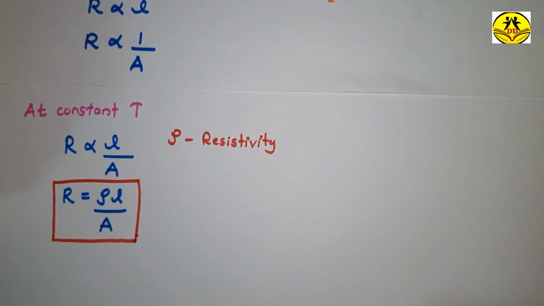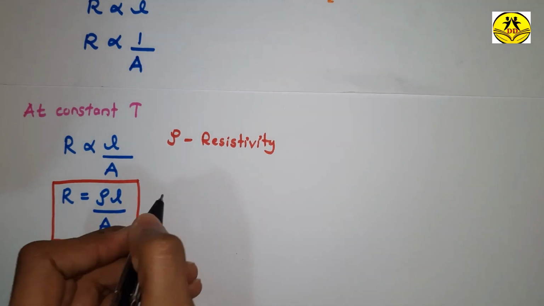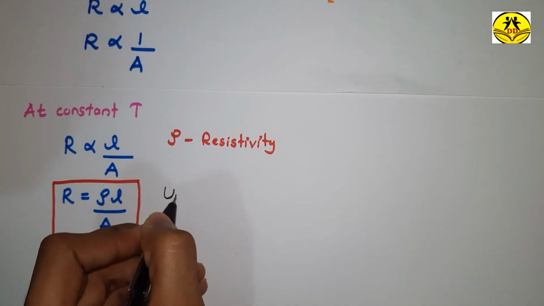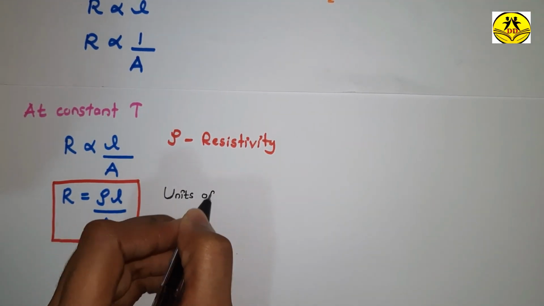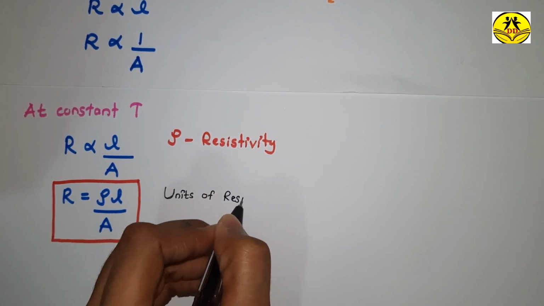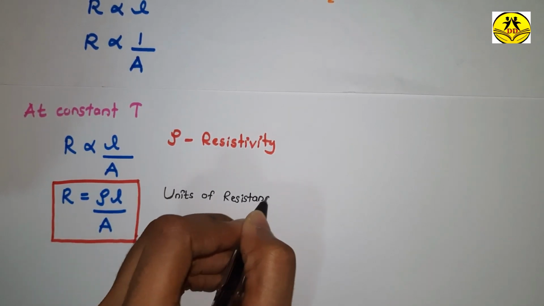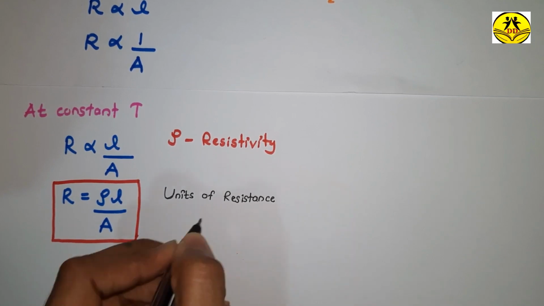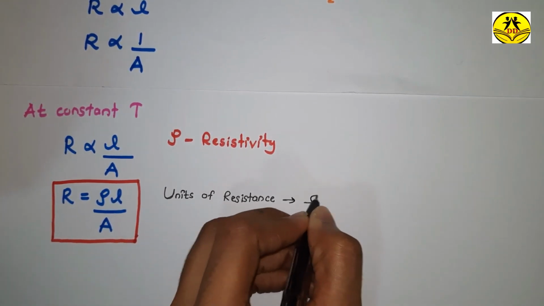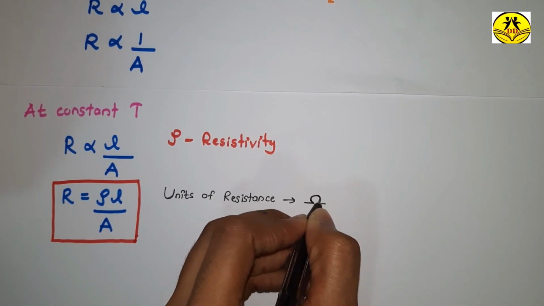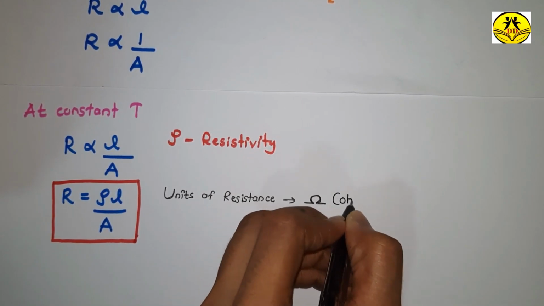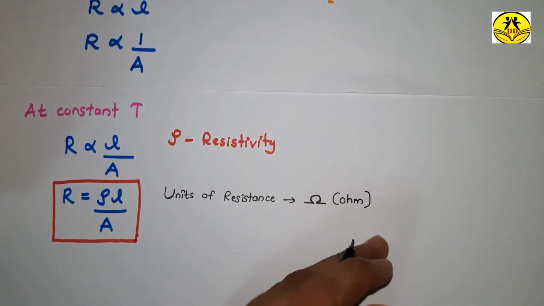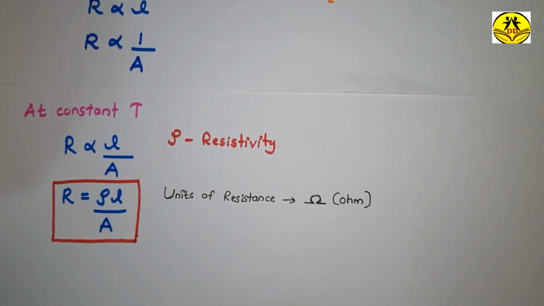And now what are the units of resistance? Units of resistance is ohm. This is a standard unit, ohm. You should know this. So this is about resistance.